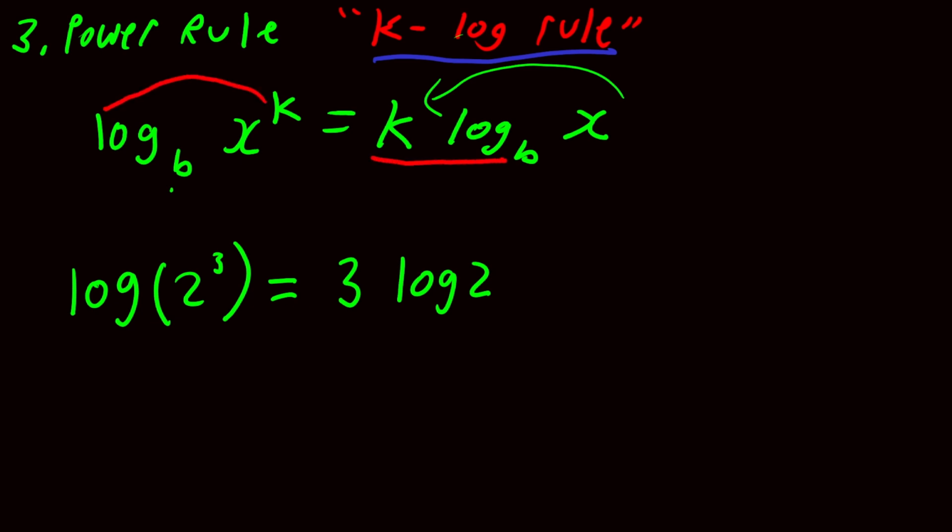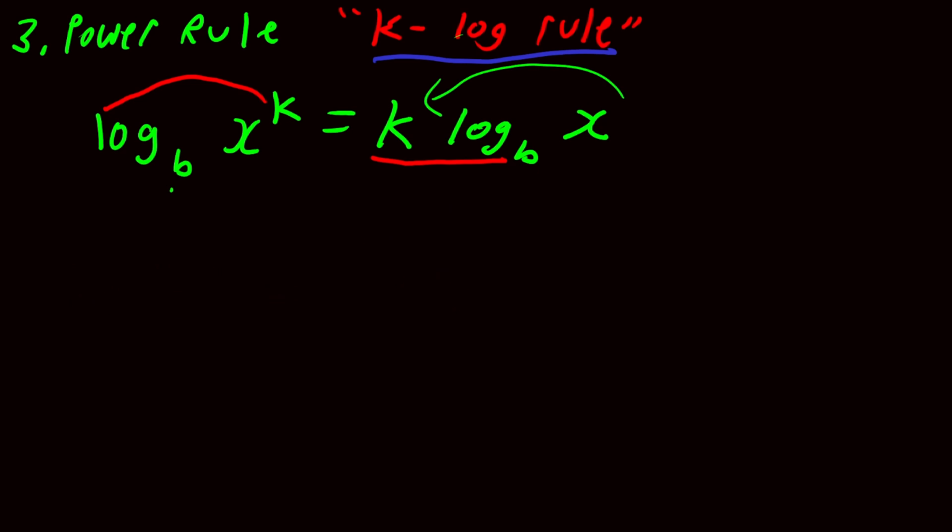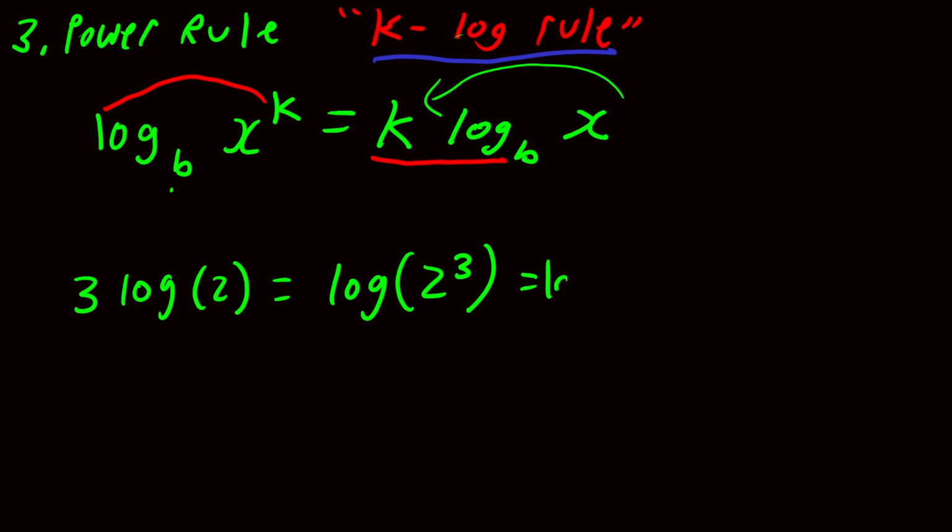K-log, that's why it's called k-log. You bring the 3 that was here right down here. It'd be a k-log. Now, for this example, it wouldn't be helpful to do that. So, let's just do the reverse. 3 log 2 would be the same as log of 2 cubed, which is just log of 8. So you can do it frontwards, backwards.